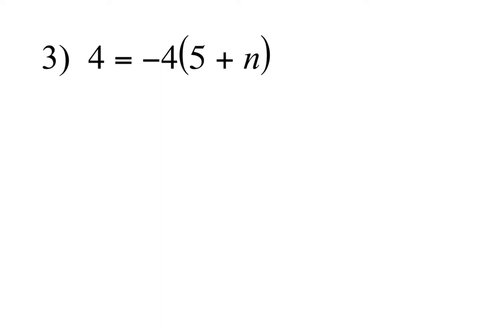All right. And this is going to be a multi-step. Anytime you have parentheses, you're going to have to distribute to get it out of parentheses. And so my first step here is to simplify this right-hand side. I'm going to simplify by distributing this negative 4. So I'm going to leave this 4 on the left-hand side alone, and on the right, I'm going to say negative 4 times positive 5 is negative 20. Negative 4 times positive n is negative 4n.